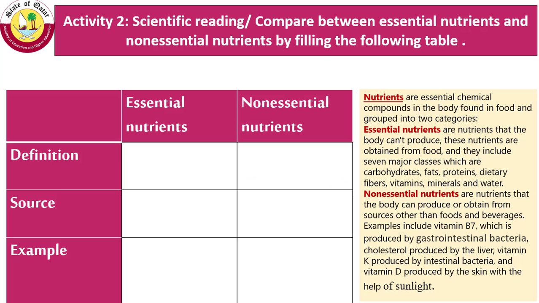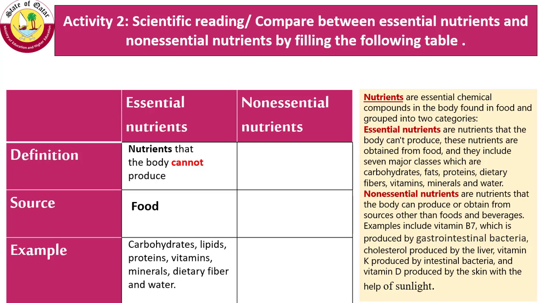Let's start by activity 2. Read the following paragraph, then compare between essential nutrients and non-essential nutrients by filling the following table. Let's start by essential nutrients. Essential nutrients are nutrients that the body cannot produce. So if the body cannot produce these nutrients, how can we get them? What is the source of these nutrients? These nutrients must be obtained from food. And there are several main classes of essential nutrients, which are carbohydrates, lipids, proteins, vitamins, minerals, dietary fiber, and water.